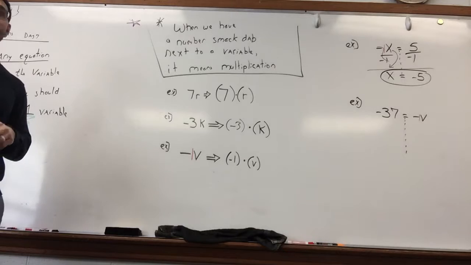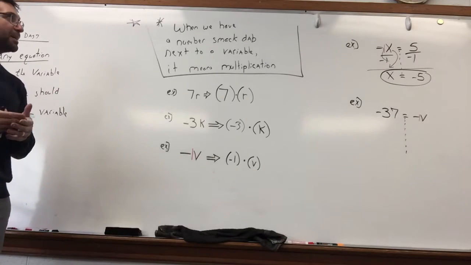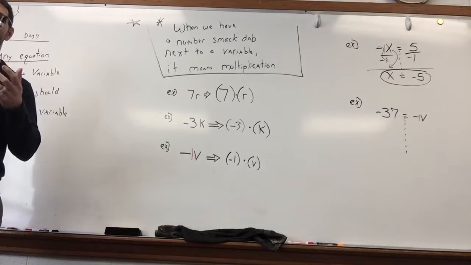Isolate the variable. How do we do that? So right now it says negative 37 equals negative 1v. Well, negative 1v is not adding. Negative 1v is not subtracting. What does it mean when we have a number smack dab next to a variable?